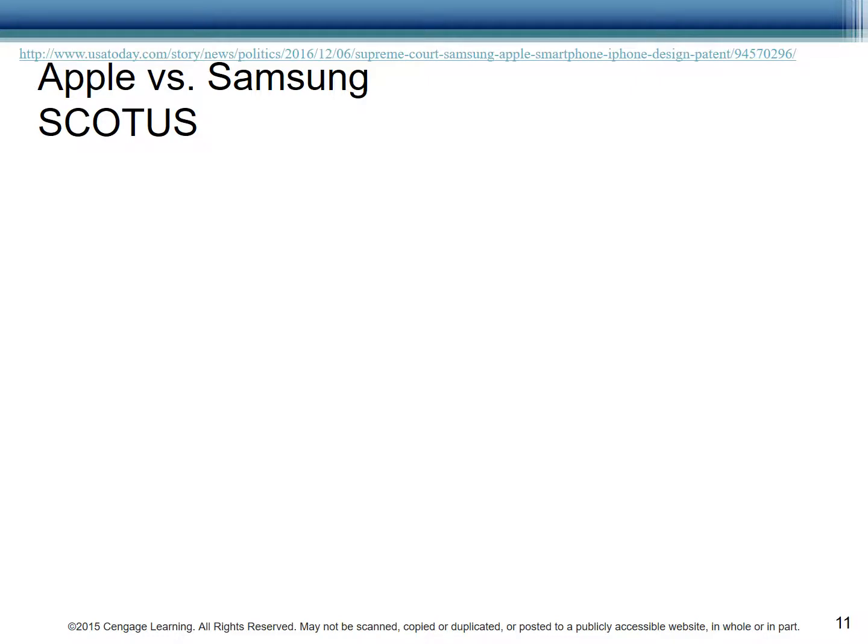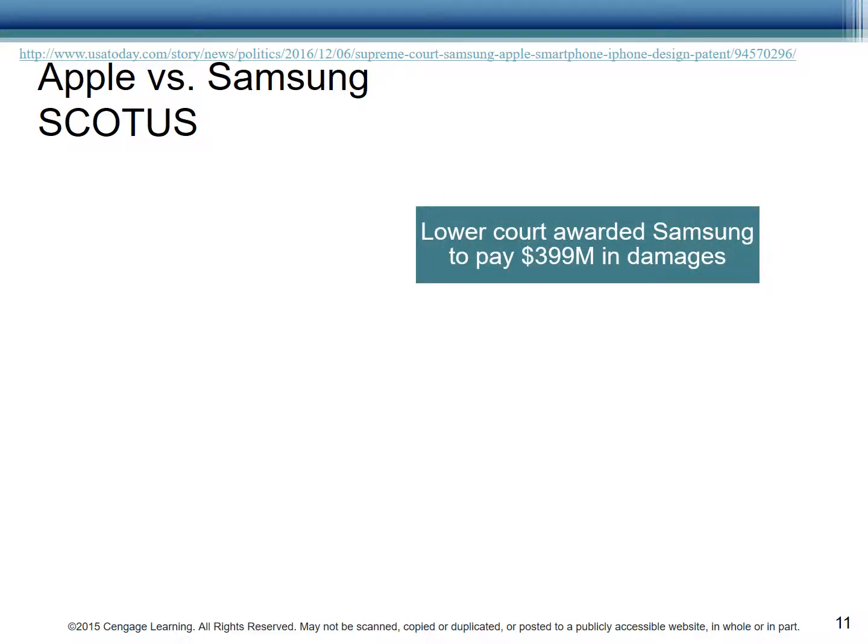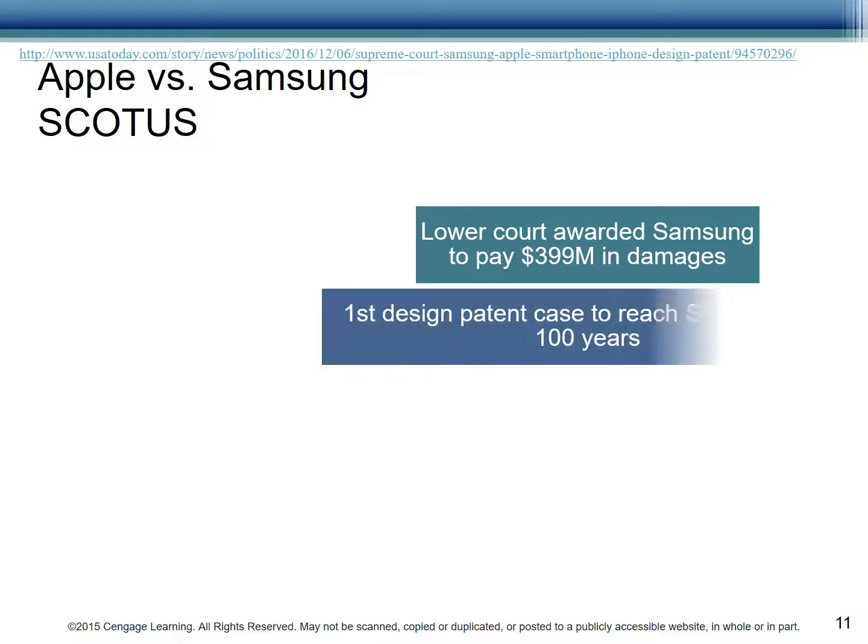You may have heard of these companies, Apple and Samsung. They are constantly battling in court in the U.S., South Korea, and around the world, claiming that the other one is infringing on IP. In 2016, a lower court in the U.S. ordered Samsung to pay Apple $399 million in damages for violating design patents that exist on the iPhone's shape and colorful icons. For the first time in over 100 years, the Supreme Court agreed to review a design patent case.